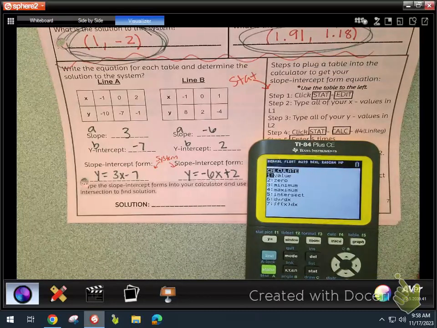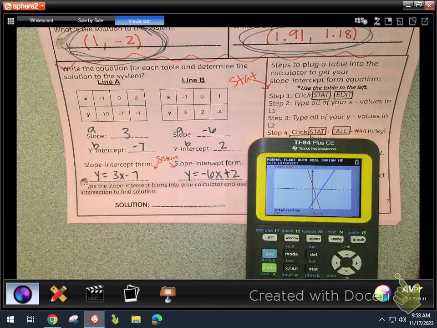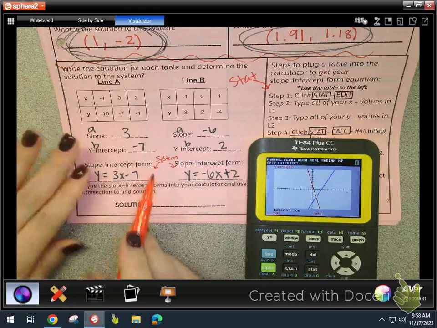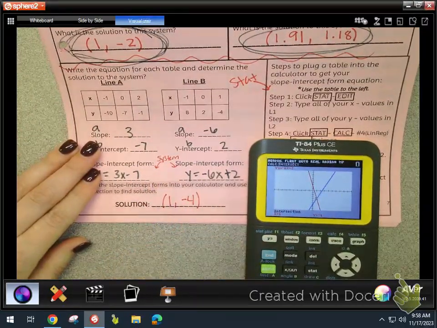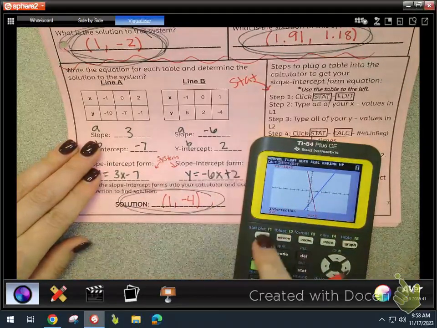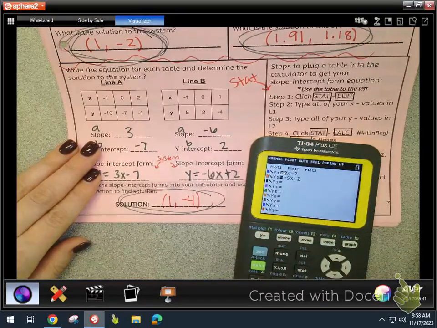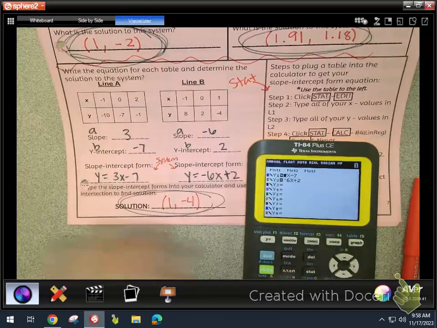Correct. The only time it would be a negative would be like in the slope. Alright. And I got an intersection point of 1, -4. Wait, how do you clear the graph? You got to go back to Y equals and clear out the equations separately. Yeah. Should y'all get 1, -4?